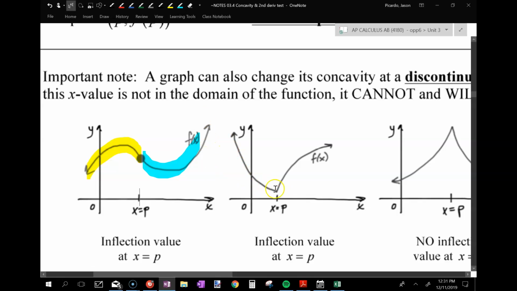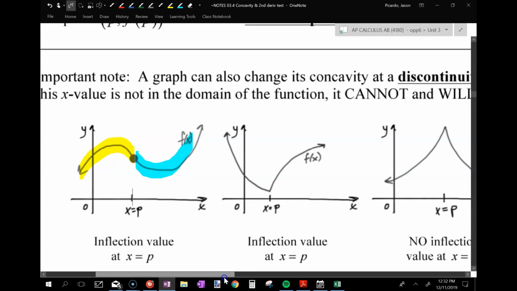What's this? Concave up or down? Up. Concave up or down? Down. So this must be an inflection point. Now, does the derivative exist here? No. But that's okay, right? Because we'll come to that. Hold on to that thought.